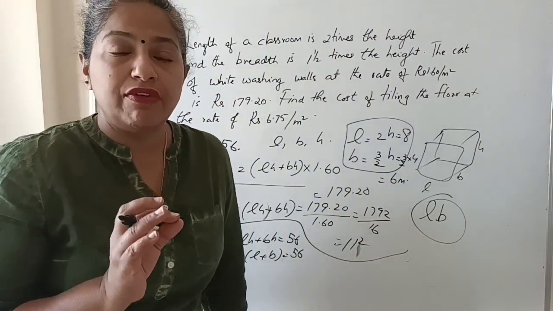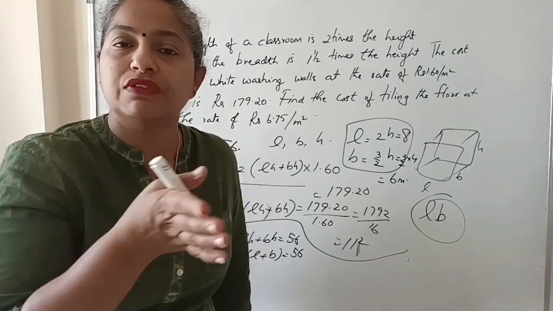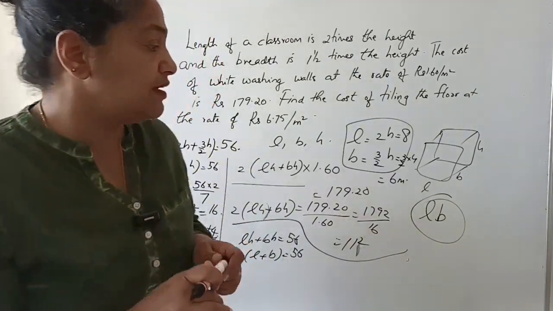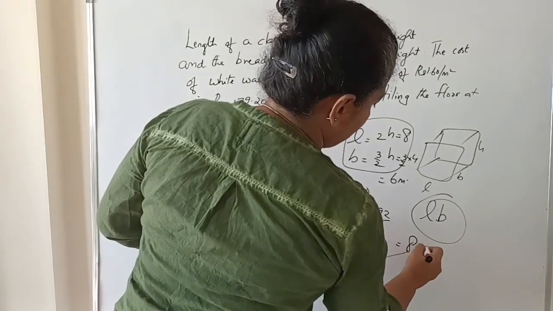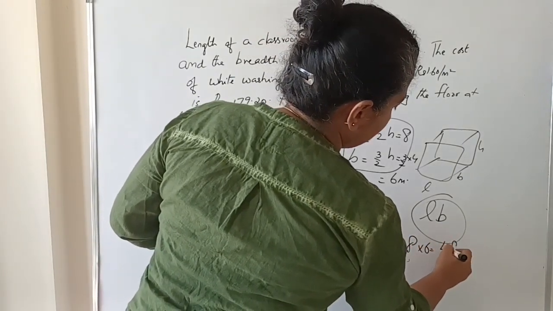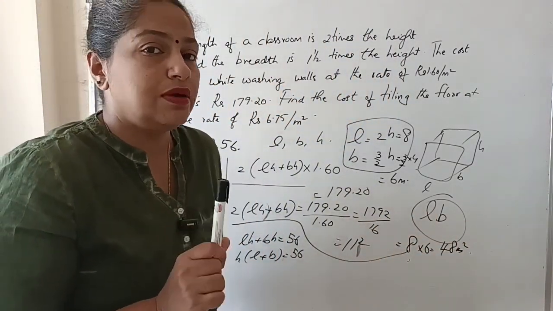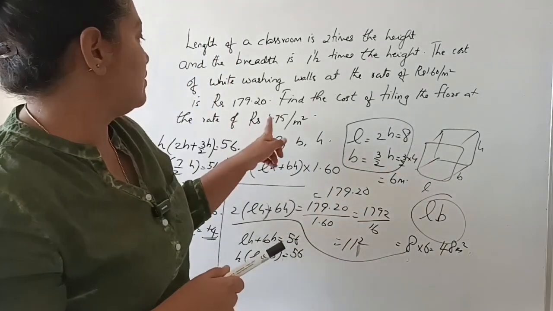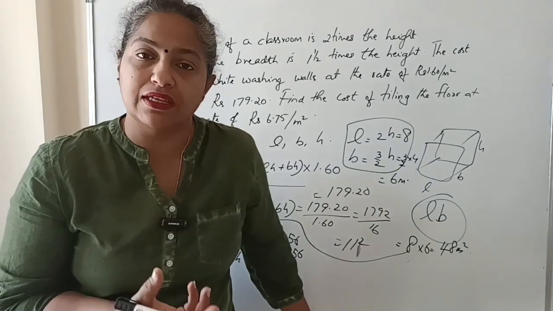So I have gotten the value of length, the value of breadth, and the value of height, all three of them separately. Now, how do I find the value of area of the floor? It is L into B. So, L into B becomes 8 into 6, which is 48 meters square. I have gotten the value of the floor area. What is the cost of tiling? Area into 6.75. Then we will get the total cost of tiling the floor.